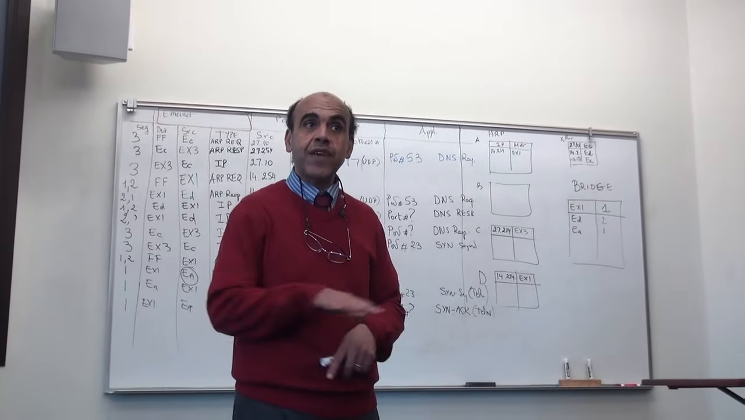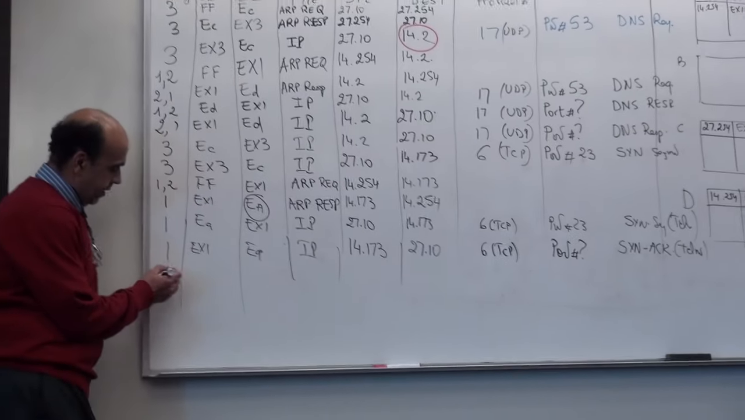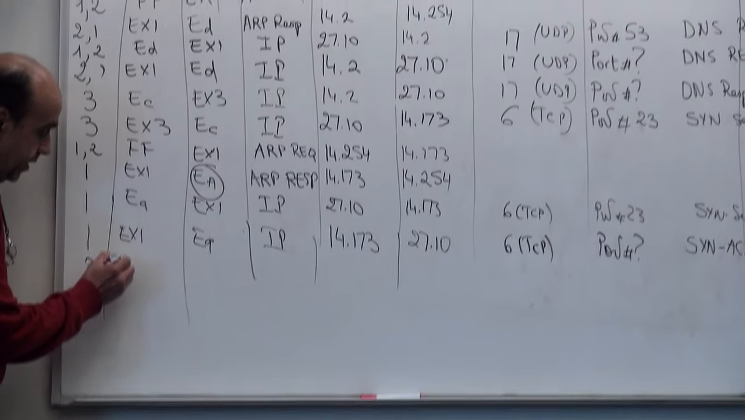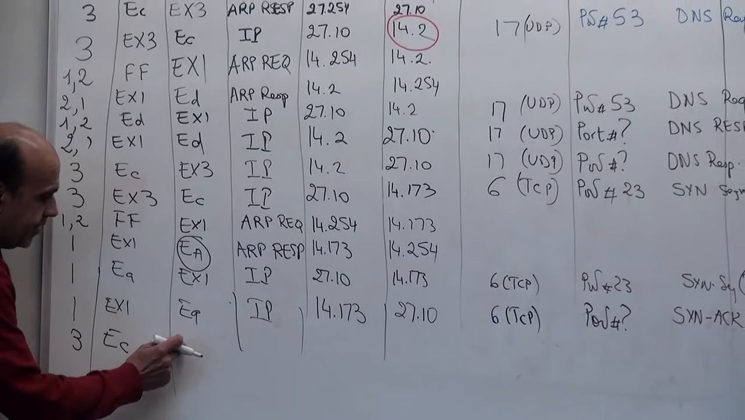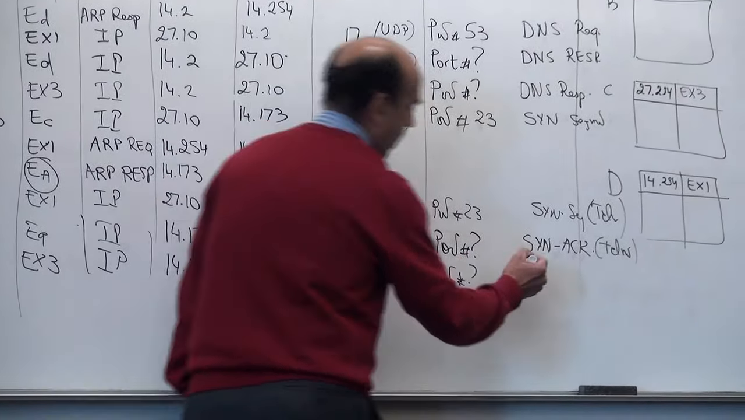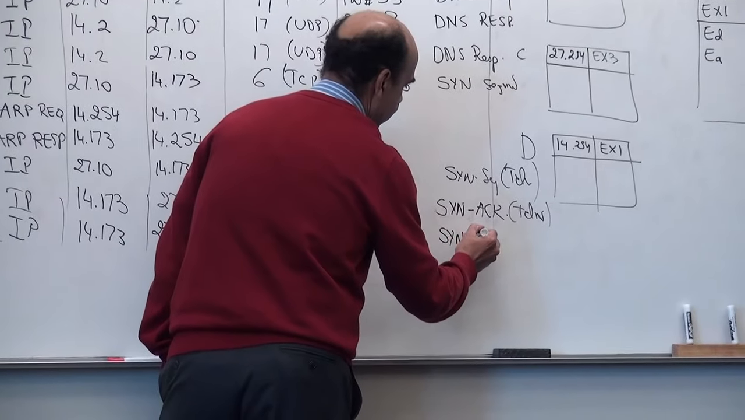Which means what will appear and on which segment? Who is the destination? EC. Who is sending it? EX3. What is the type? IP. What is the source? 14.173. Destination? 27.10. What is the protocol number? 6. Still the same thing. Port number? Unknown. And that's our SYN ACK.